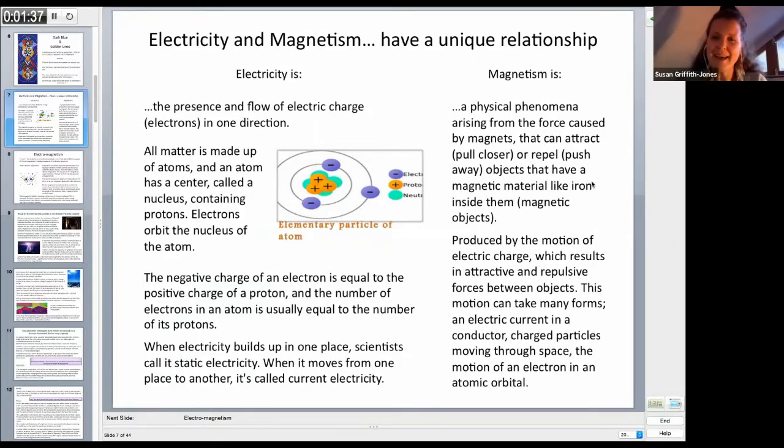Magnetism is a physical phenomenon arising from the force caused by magnets that can attract, as in pull closer, or repel, push away, objects that have a magnetic material like iron inside them, magnetic objects. It is produced by the motion of electric charge, which results in attractive and repulsive forces between objects. This motion can take many forms: an electric current in a conductor, charged particles moving through space, and the motion of an electron in an atomic orbital.